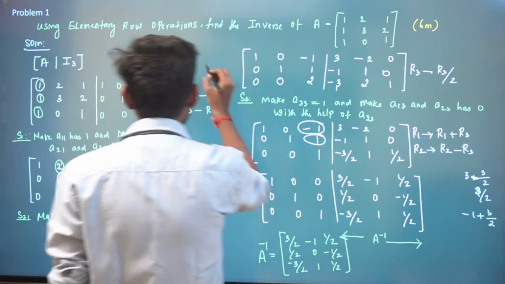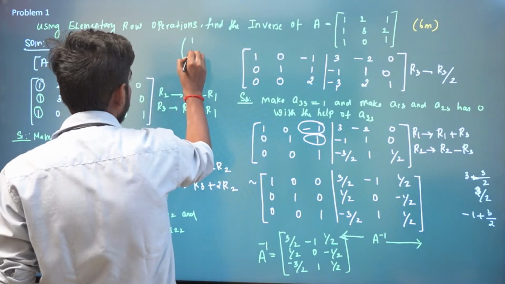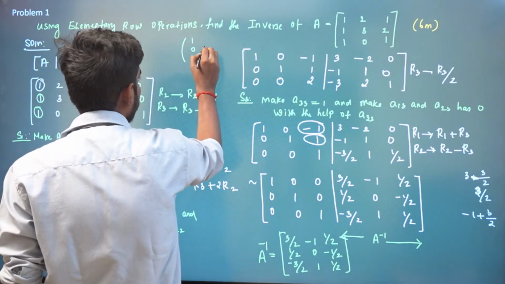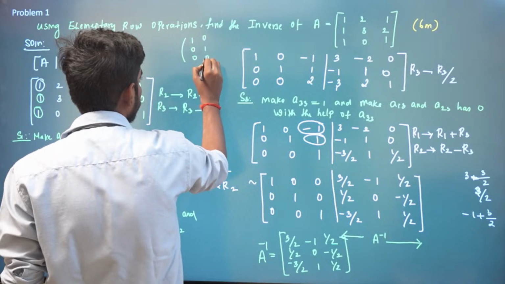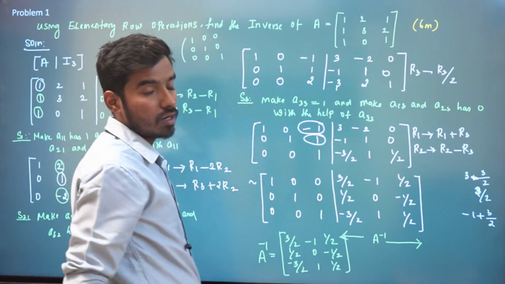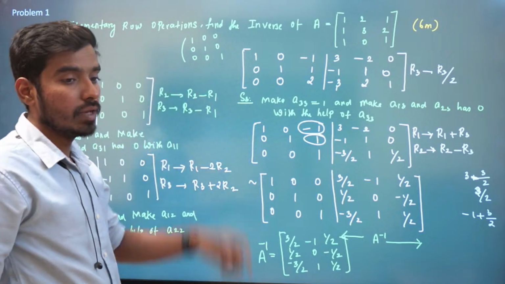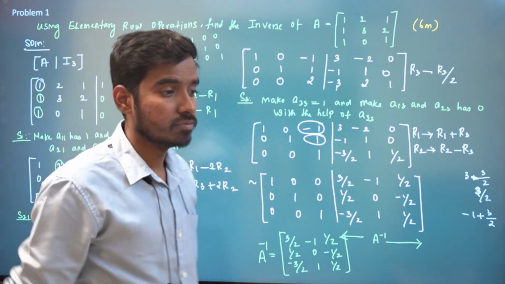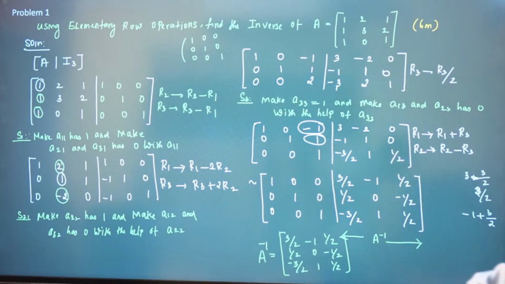See, the idea is we are making this as 1 and make this as 0. We are making this as 1 and make these 2 as 0. We are making this as 1 and make these 2 as 0. First, you always have to make 1 and then you make the corresponding column 0 with the help of that 1. That is the idea. Is it clear? We'll move on to the next problem, right?